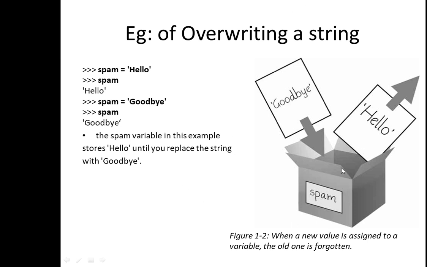So spam is the variable. It is assigned a space in the memory. Earlier it got the value hello. In the third statement, where I said spam is equal to goodbye, hello got replaced with bye.